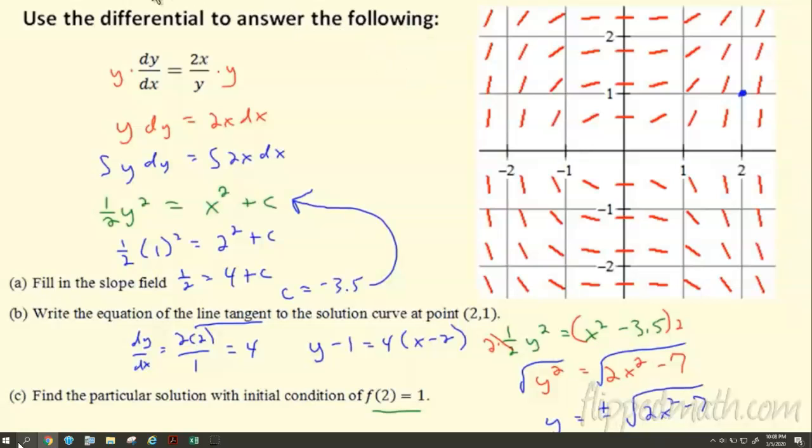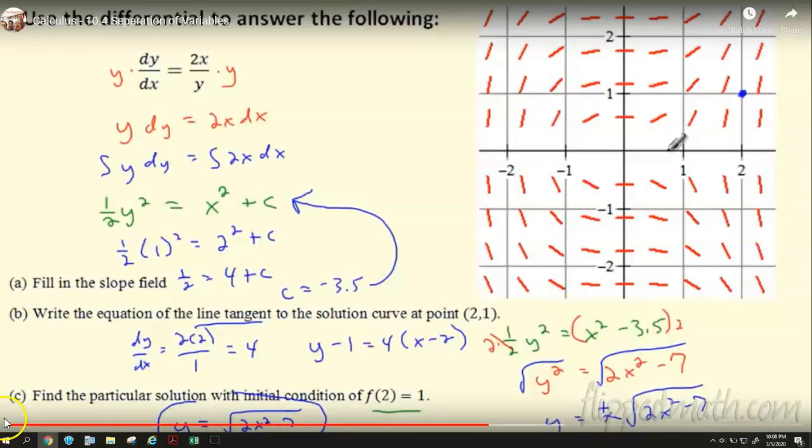So I've got to decide, am I talking about the plus or the minus when it's going through this point? In this case, what am I talking about? Definitely talking about the plus. So I don't need that minus. In fact, it's wrong if you put it there. This particular solution is y equals the positive. You could write the plus, I guess, if you just want to make sure. The square root of 2x squared minus 7. That is the particular solution.